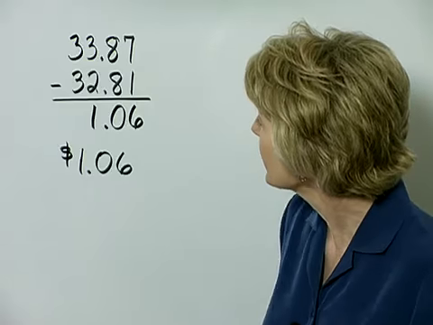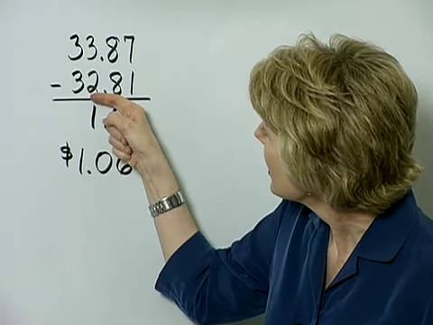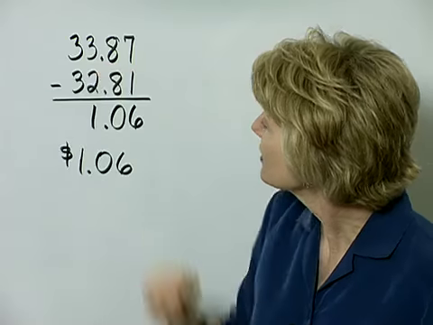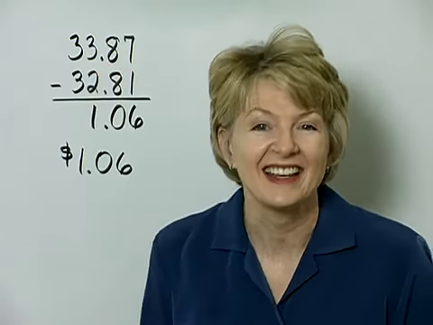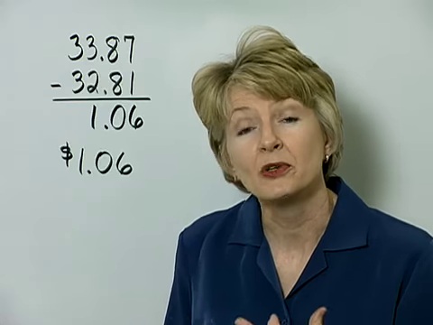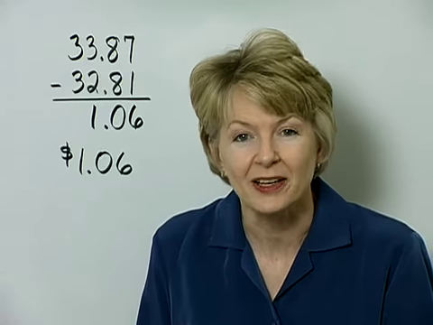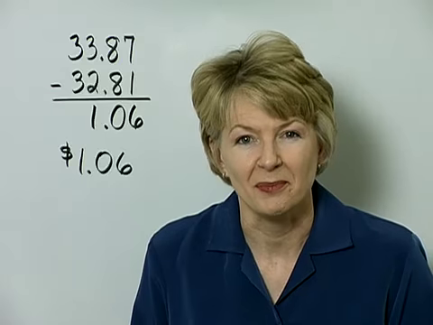By the way, how can you check? Add this number and this number, and you should get $33.87. Remember, you can check subtraction of decimal numbers by adding decimal numbers.